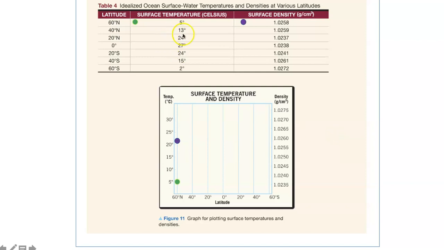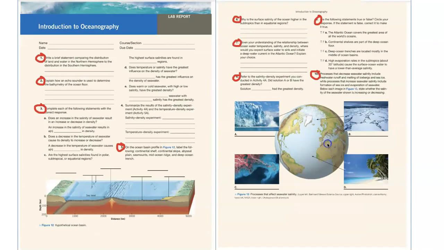At 40 north, our temperature has gone up to 13, so we put our point here. And then our density has gone up a tiny, tiny bit to that place right there. So again, you're going to plot your points and connect the dots. This is the last page showing the ones that I've assigned, and basically I've assigned everything except number 4 because that's related to the activities that we skipped. And if you have any problems, again, looking at the videos is going to be very helpful. Good luck.